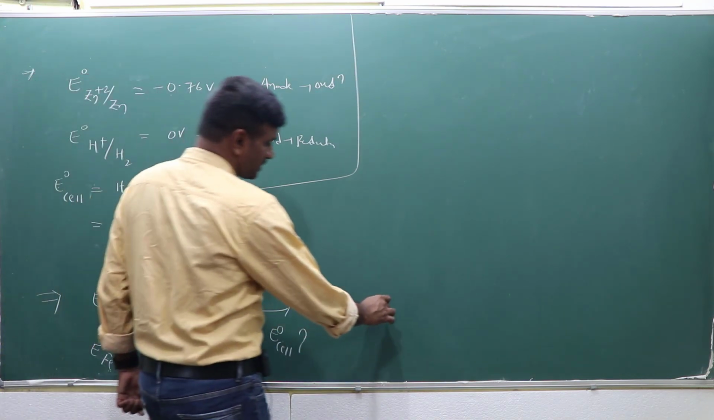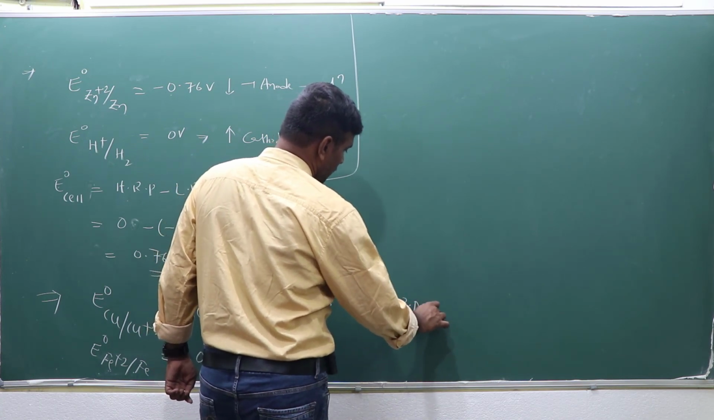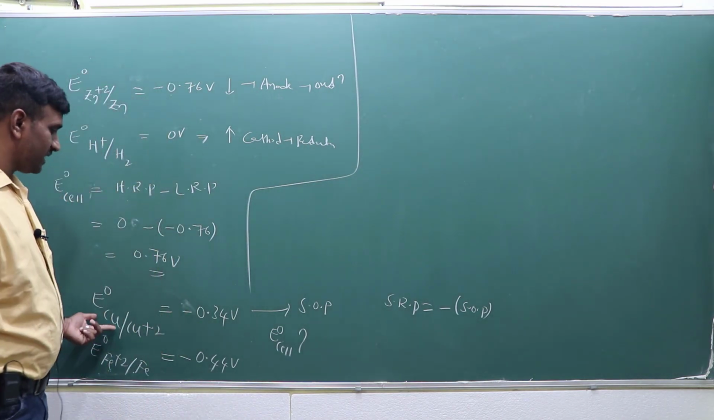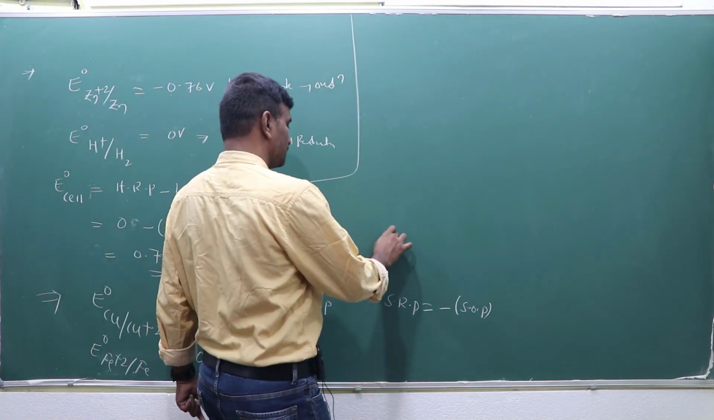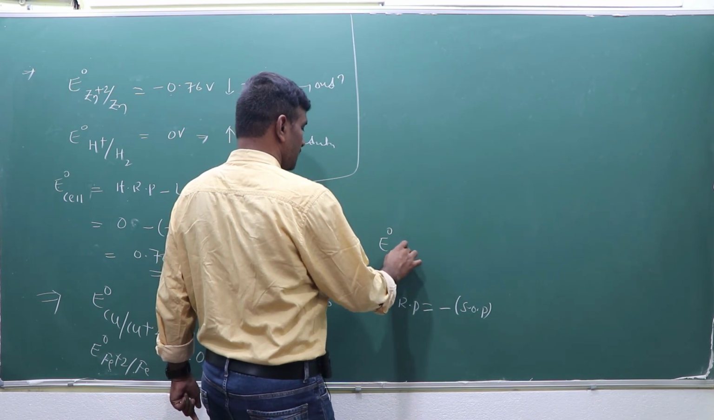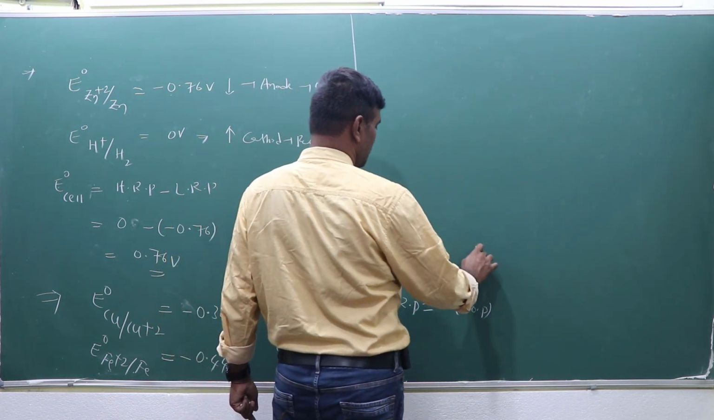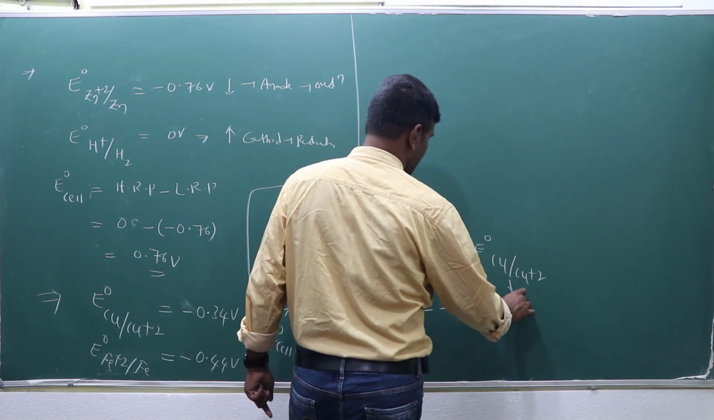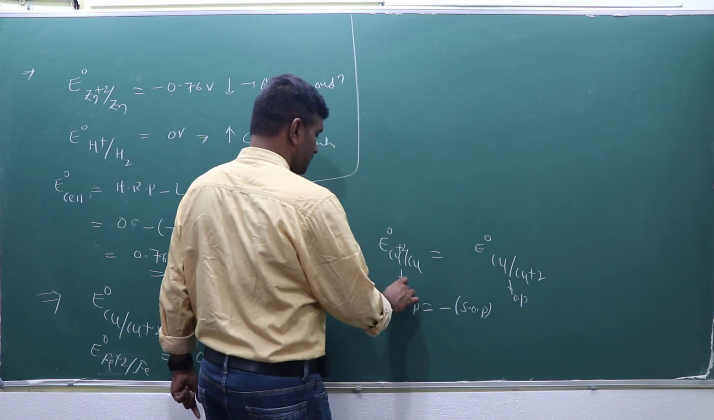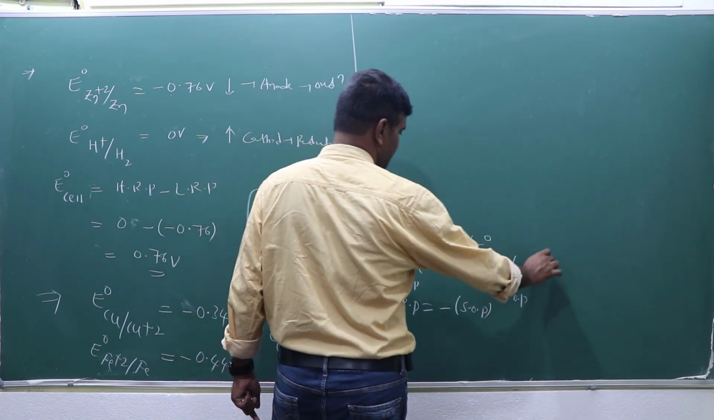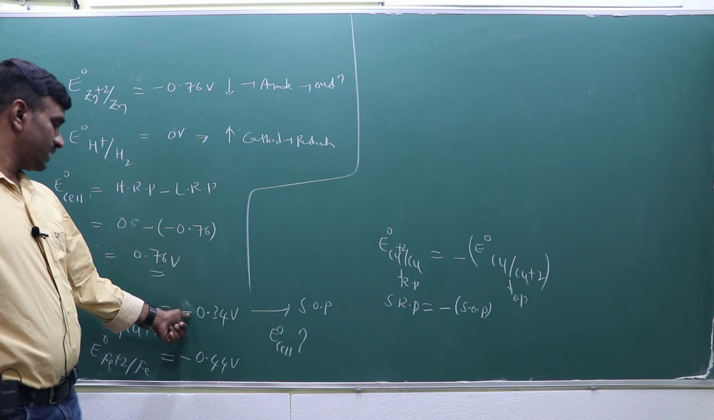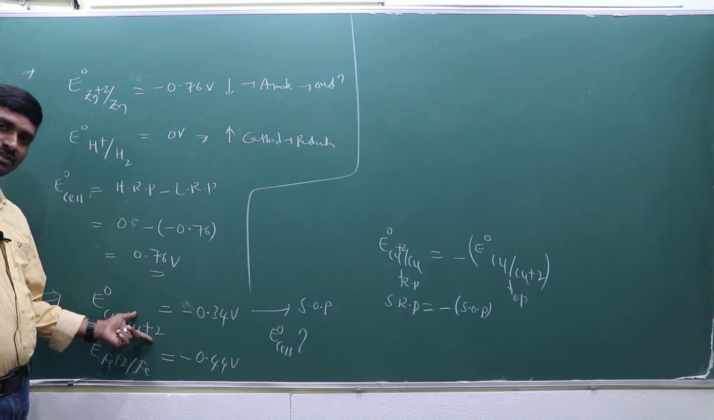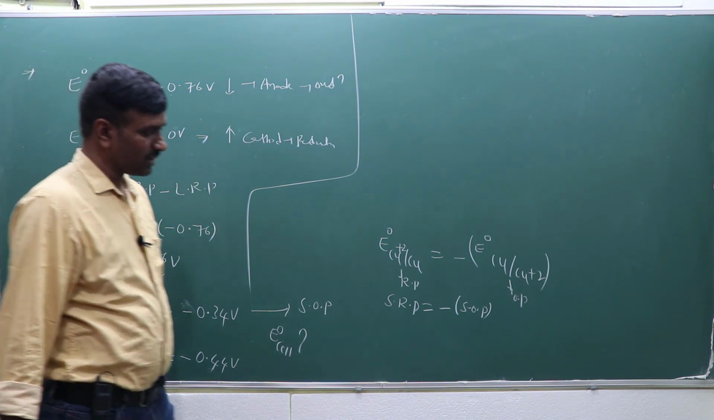This standard oxidation potential is converted to the standard reduction potential by putting the minus charge. That means the E0 of Cu2+ to Cu, which is given as an oxidation potential, is converted to the reduction potential by putting the minus sign. First the oxidation potential is given, then it is converted to the reduction potential.